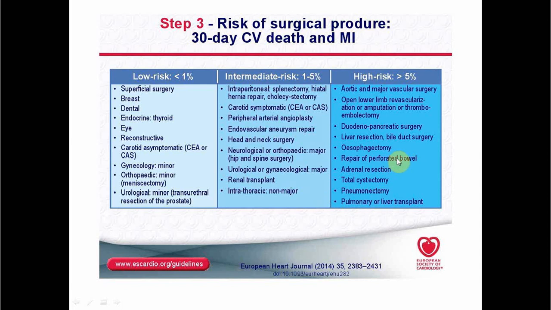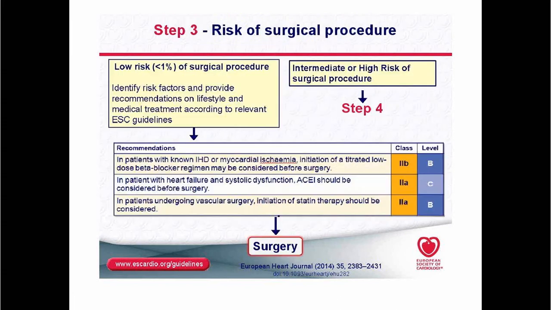Perforated viscus repair is a high risk surgery. Radical cystectomy is a high risk surgery. Lung or liver transplantation are high risk surgeries. So you should memorize well these three categories of risk of surgical procedures. Okay, so we determine the risk of the surgical procedure.